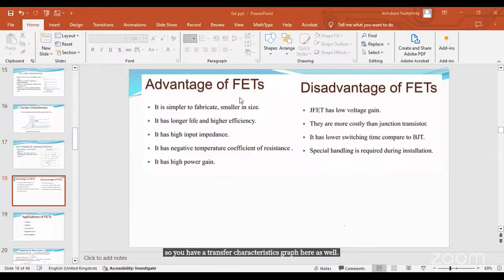Advantages of FET, we have talked about it a little bit. It is simpler to fabricate, smaller in size. It has a longer life and higher efficiency. It has high input impedance. It has negative temperature coefficient resistance. It has a high power gain. Disadvantage: it has a low voltage gain.